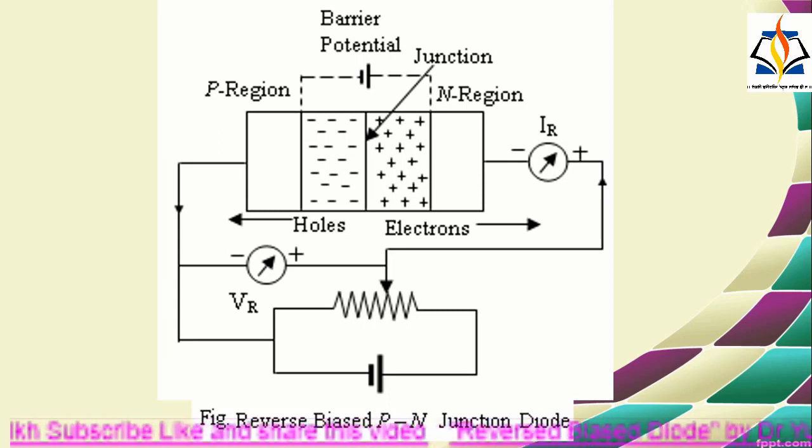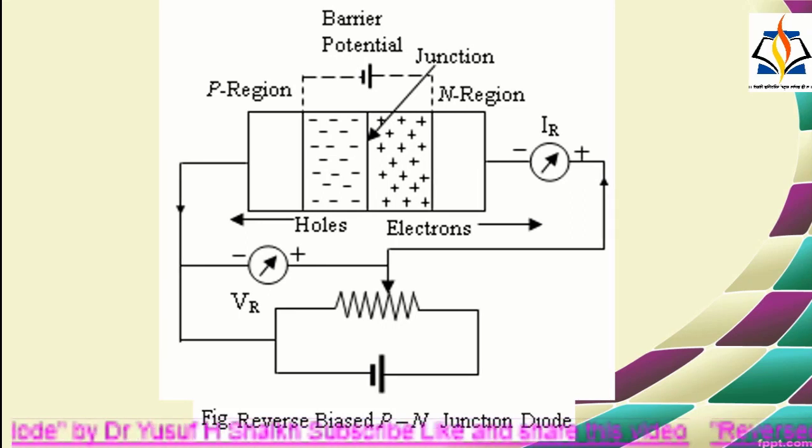Because of this, the number of negative ions in the P region and positive ions in the N region increases, hence the depletion layer widens and the barrier potential increases. Thus no carrier is crossing the junction. Therefore, current through PN junction due to majority carrier is zero.